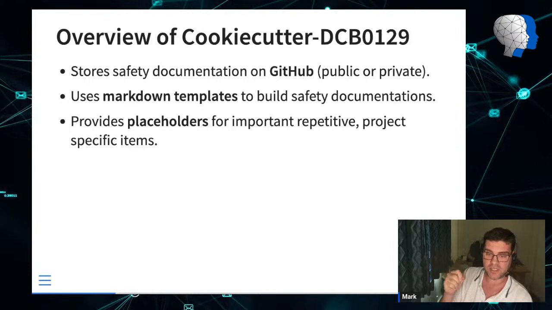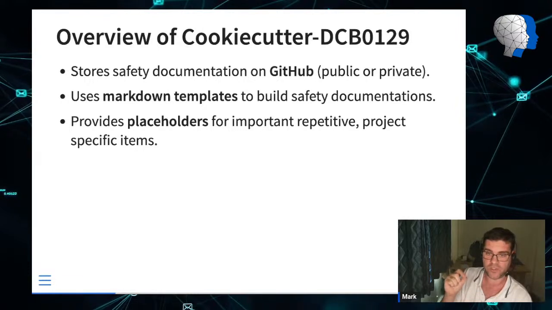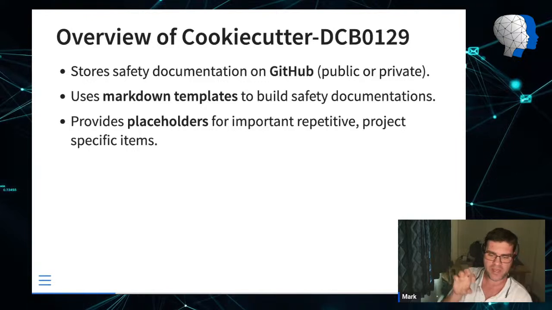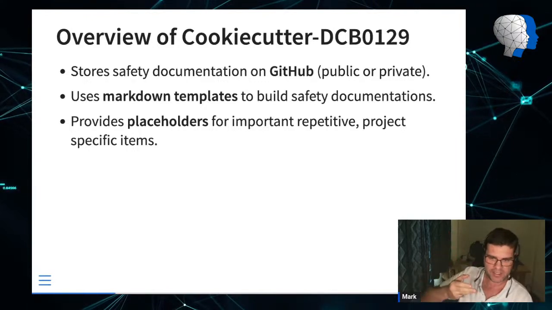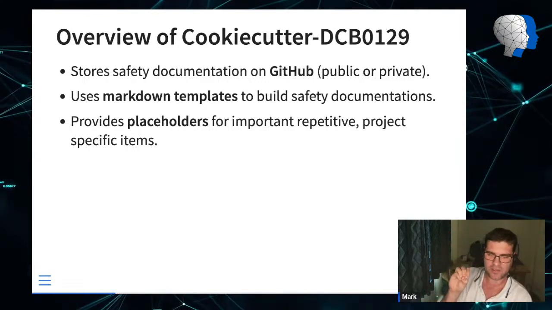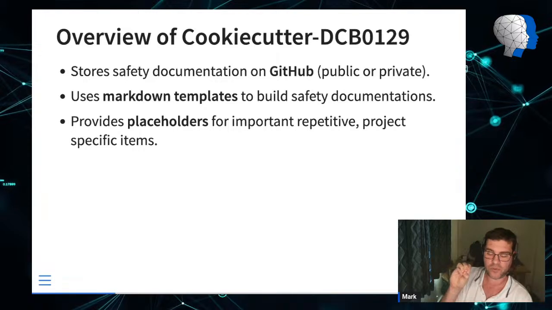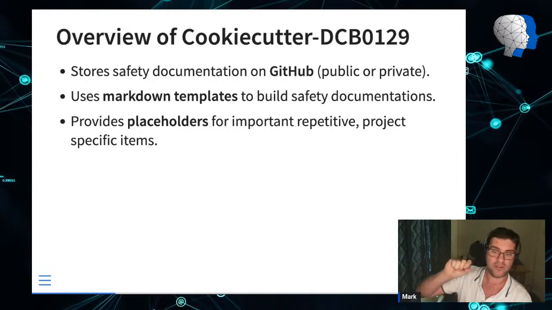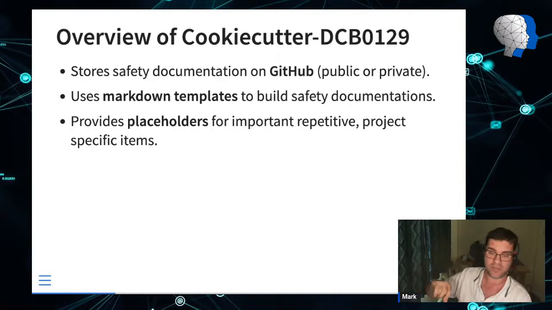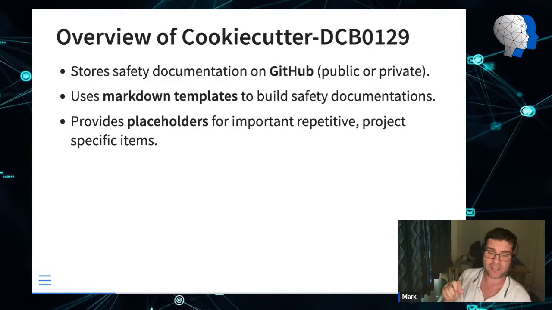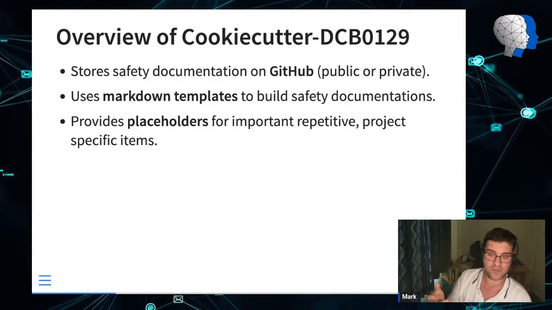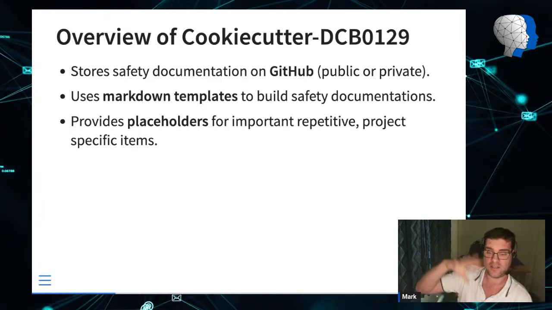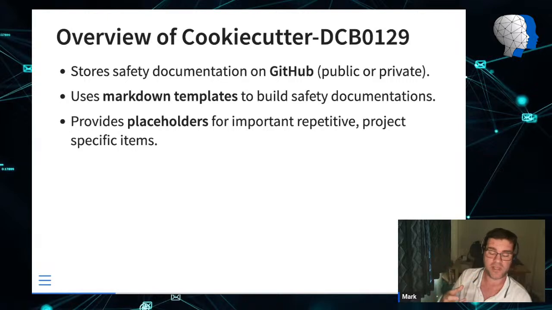And the Cookiecutter DCB0129 is based on a Cookiecutter library, which basically takes a template with placeholders, and the program allows you to fill in those placeholders with whatever values you like. So you can have the clinical safety officer's name in hundreds of different places. You don't have to search for all those places and then fill it in with the safety officer's name. You just fill it in once, and it does it for all of them. So it just streamlines that whole process.